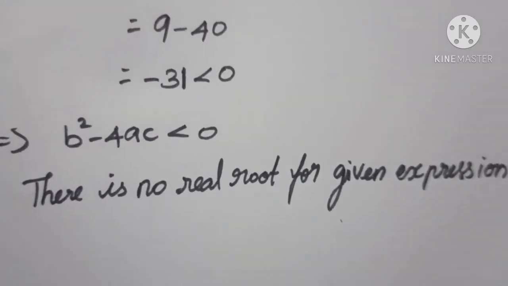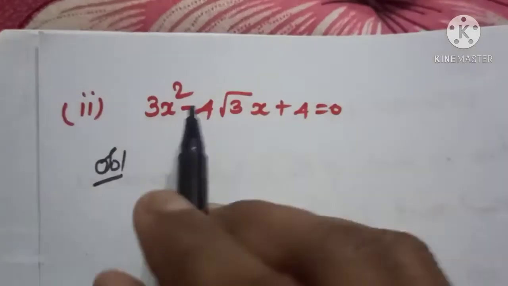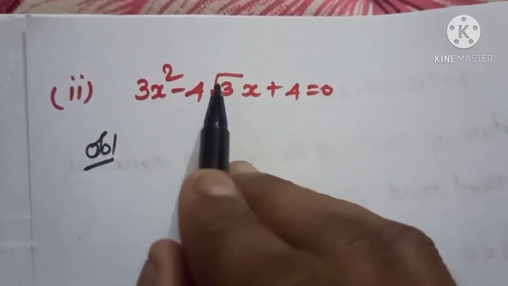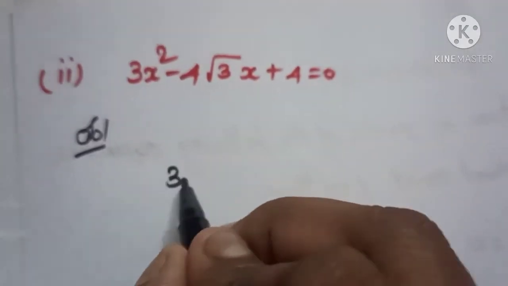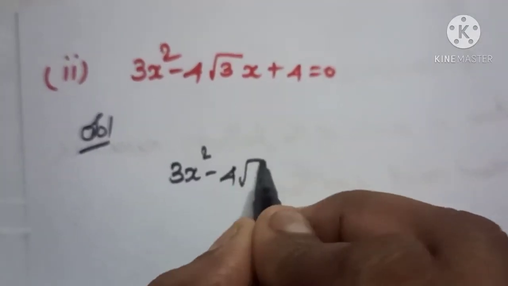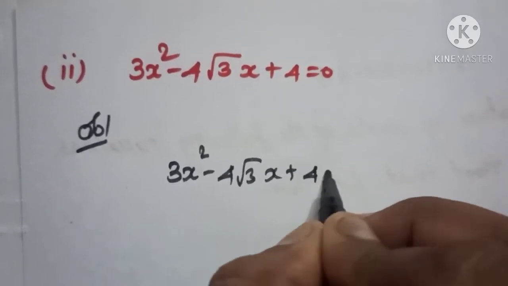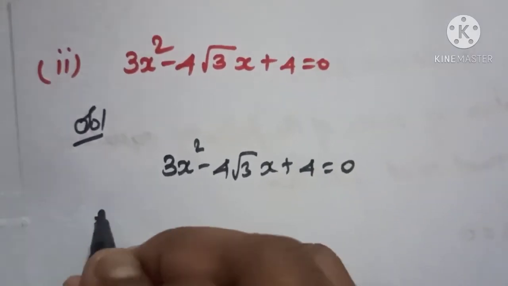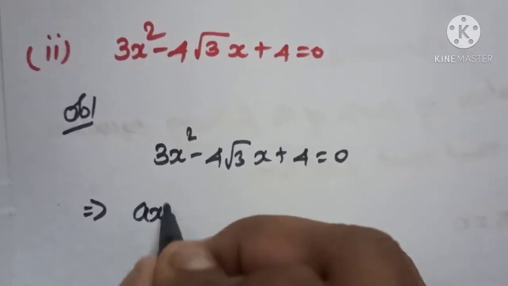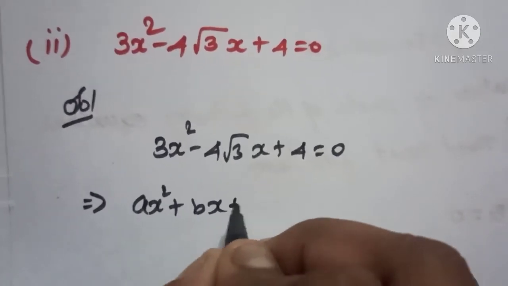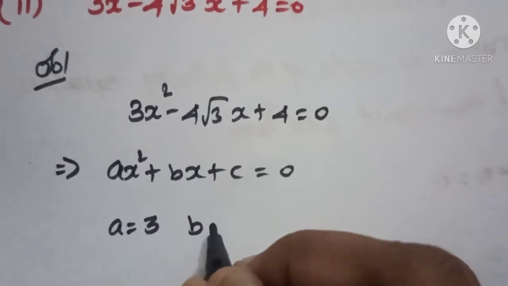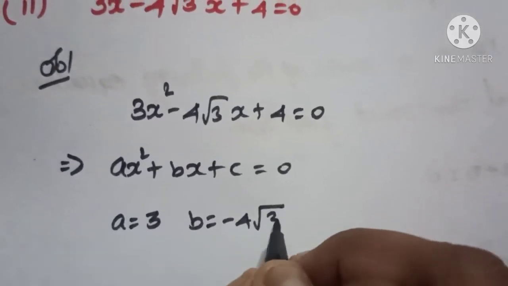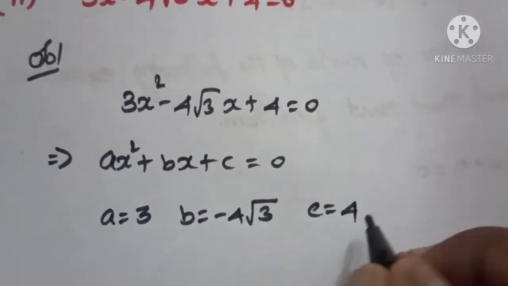So next we move on to question number 2. Question number 2: 3x square minus 4 root 3 x plus 4 is equal to 0. So now we need to compare with the basic form, ax square plus bx plus c is equal to 0. a is equal to 3, b is equal to minus 4 root 3, and c is equal to 4.